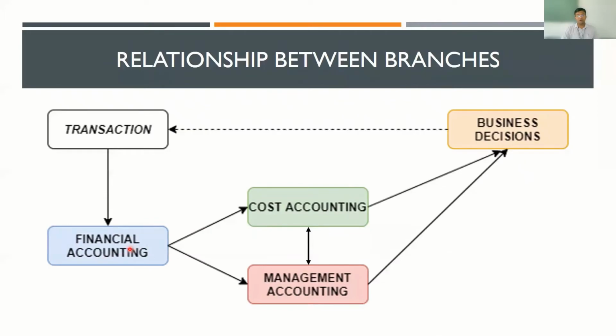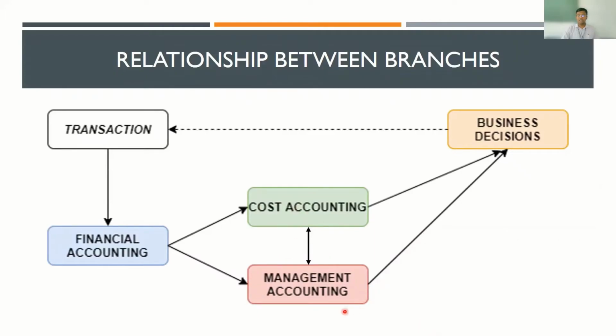So depending on the records maintained by the financial accountant, the cost accountant will be keeping a record, analyzing the details, and categorizing the transactions based on the cost. If it's material, he will put it in a different category. If it's labor, he will put it in a different category. So depending on what cost it is, he will go about segregating the cost.